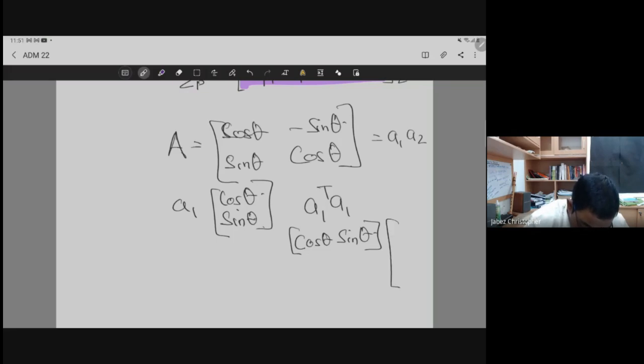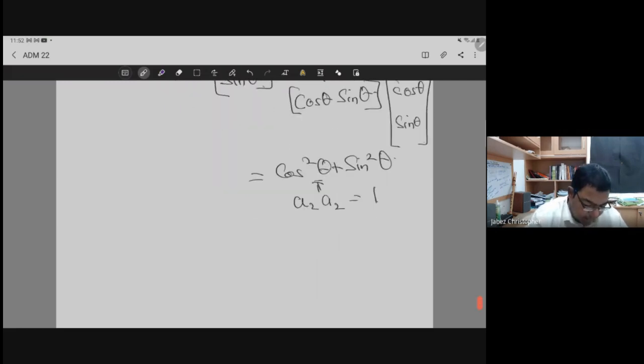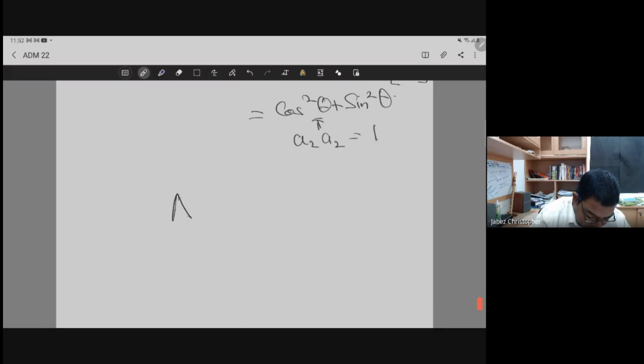So this is going to be cos theta, sin theta. So cos, sin, what will this be equal to? Sin square theta plus cos square theta. So likewise you can check that A2 transpose A2 will also be equal to 1. Similarly, if you apply this for the entire thing, A transpose A, what will you get? Identity matrix. What does this mean?